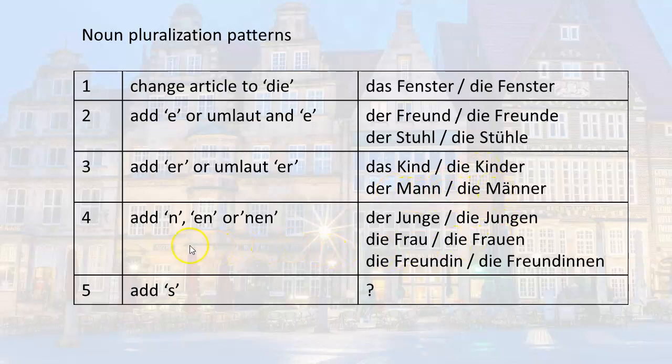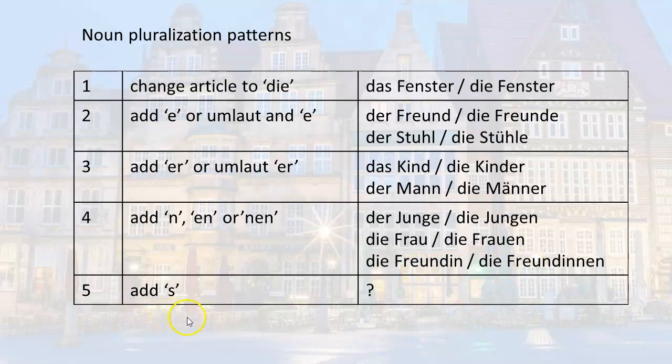In the fourth pattern, you add an en or nen, der Junge, the boy, die Jungen, the boys, die Frau, the woman, die Frauen, the women, die Freundin, the friend, die Freundinnen, the friends.